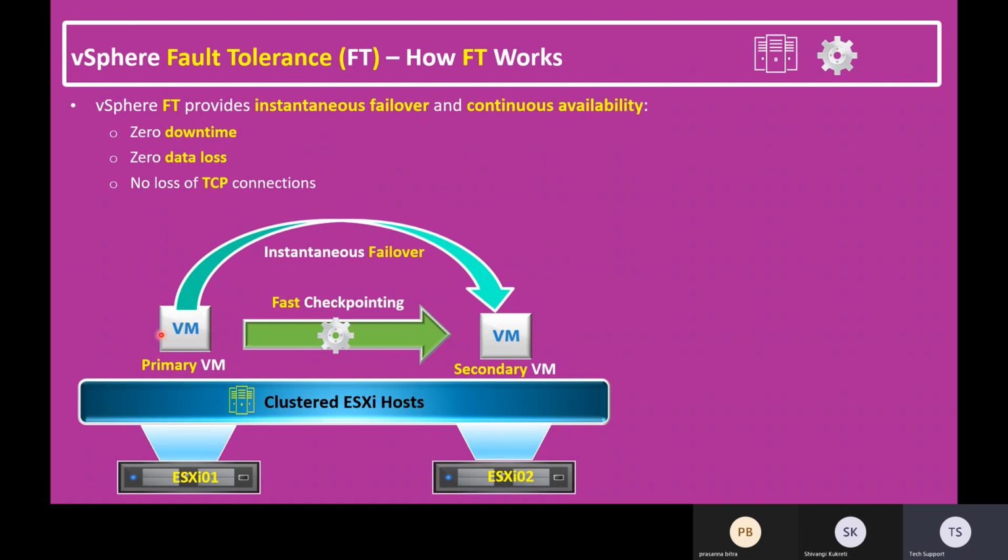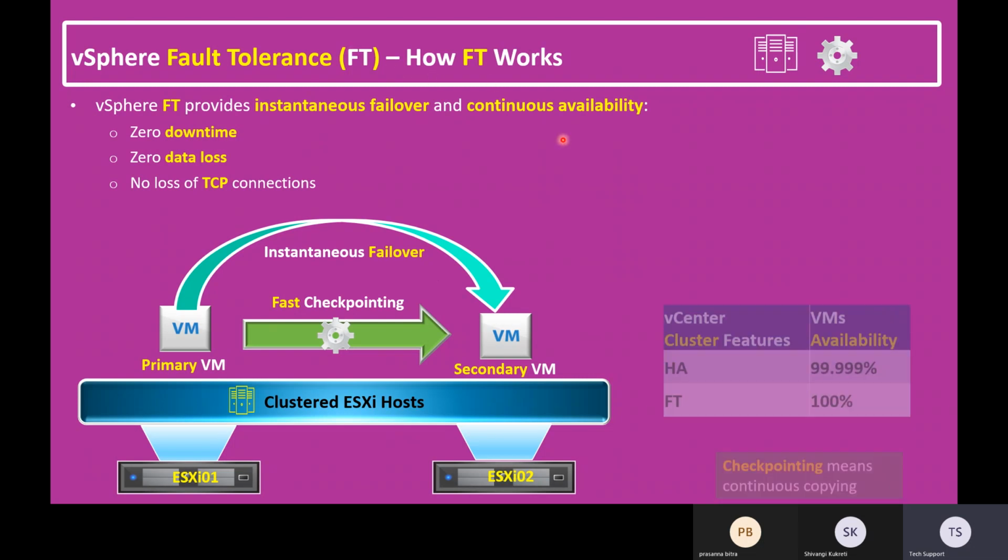That means when your primary virtual machine is down, our secondary virtual machine acts as the primary virtual machine within a fraction of a second. So even the user will not be aware that we are already running on a secondary copy. The secondary copy is made the primary automatically using FT instantaneous failover, and immediately it creates another copy also, because it always maintains one additional copy. So that is the functionality of how FT is working.